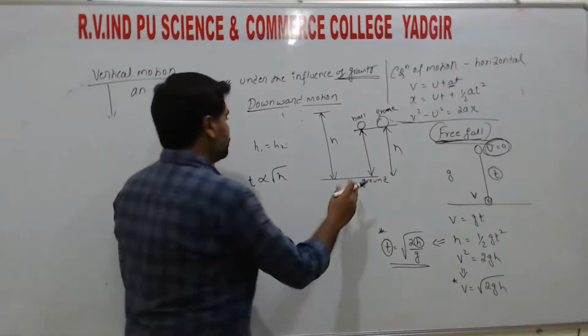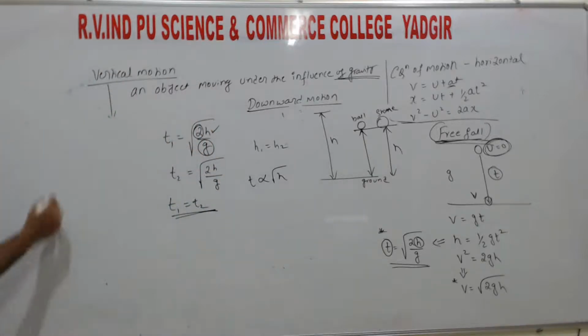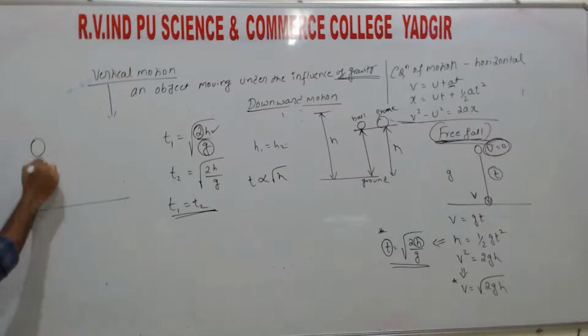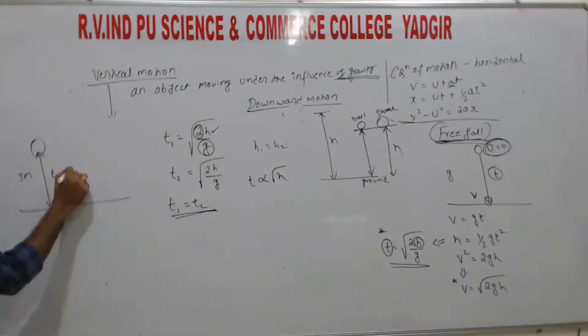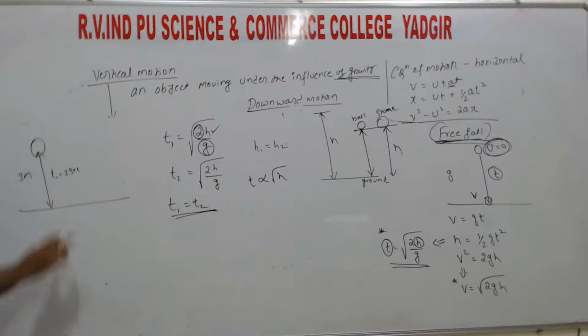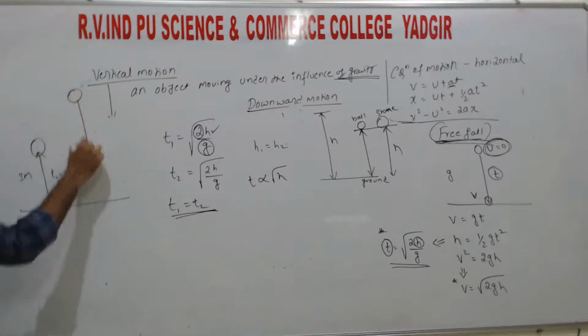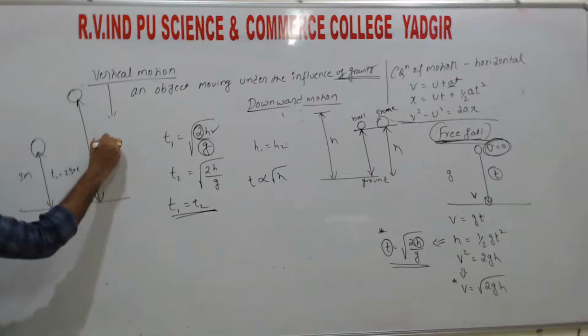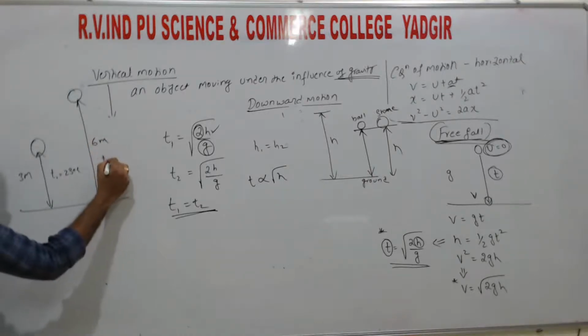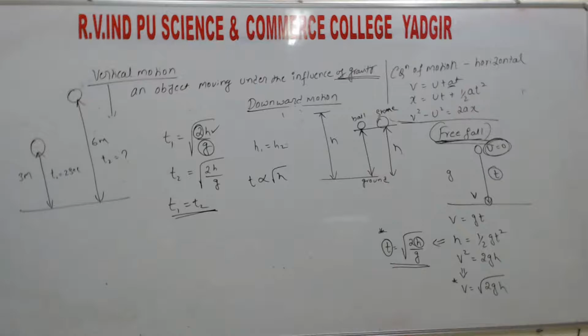In some case, if they relate, here is the ground. Here is a ball at a height of 3 meters. It takes time t1 equal to 2 seconds, right? A similar ball is dropped from another height, about 6 meters. Then how much time will it take to reach the ground?